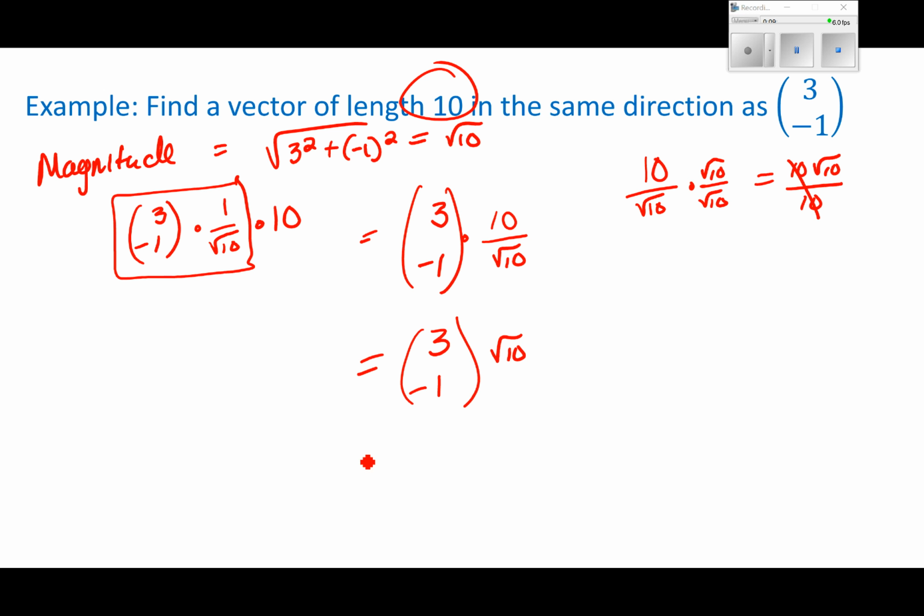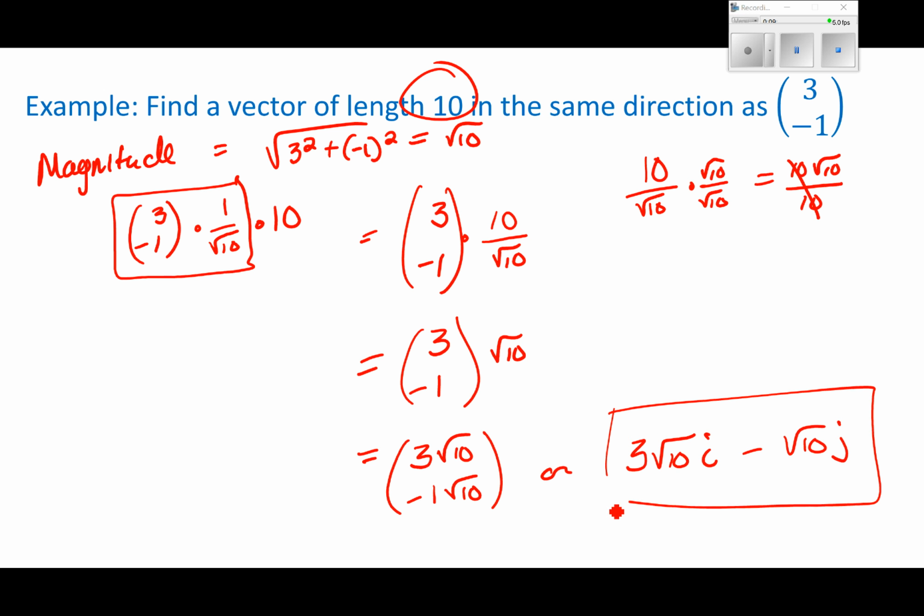And if I were to work this out, I could say 3 root 10 over -1 root 10 in column form, or I could say 3 root 10 i minus root 10 j in unit vector form. But that is a vector in the same direction as 3, -1 that is a length of 10.